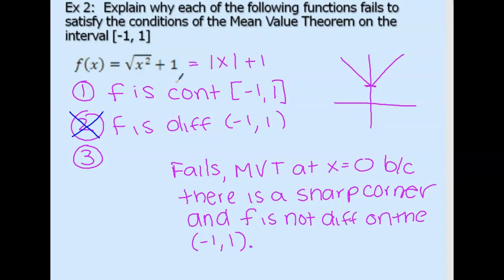Okay? Let's look at an example in which the mean value theorem fails. Just like EVT can fail, so can the mean value theorem. An absolute value is an example with which the mean value theorem would fail.